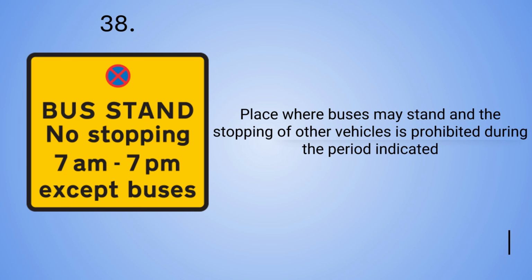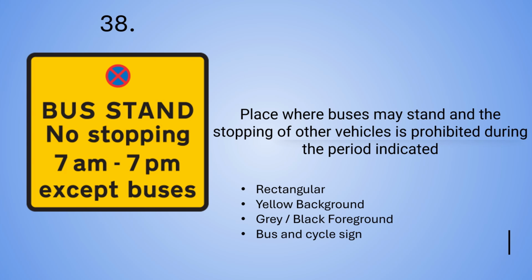Sign number 38. This sign means this is a place where buses may stand and the stopping of other vehicles is prohibited during the period indicated. This sign is rectangular in shape on a yellow background. It has a gray or a black foreground, and it's a bus and cycle sign.